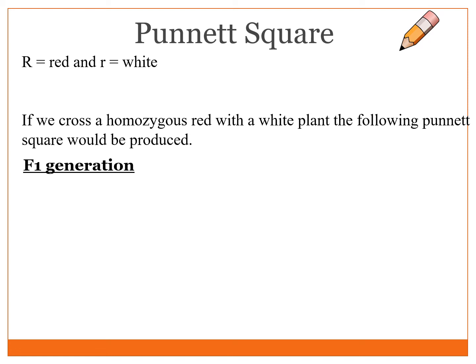So it says if we cross a homozygous red plant with a homozygous white plant, the following Punnett square would be produced. So try to work out your F1 generation. We know that our parents are homozygous and red is dominant, so it's going to be capital R, and we know for the white plant it's going to be small r, because it's recessive.